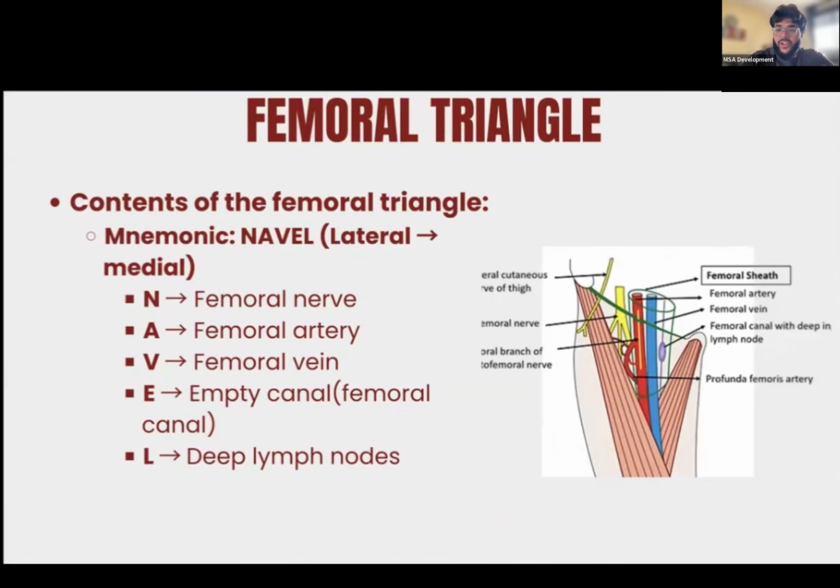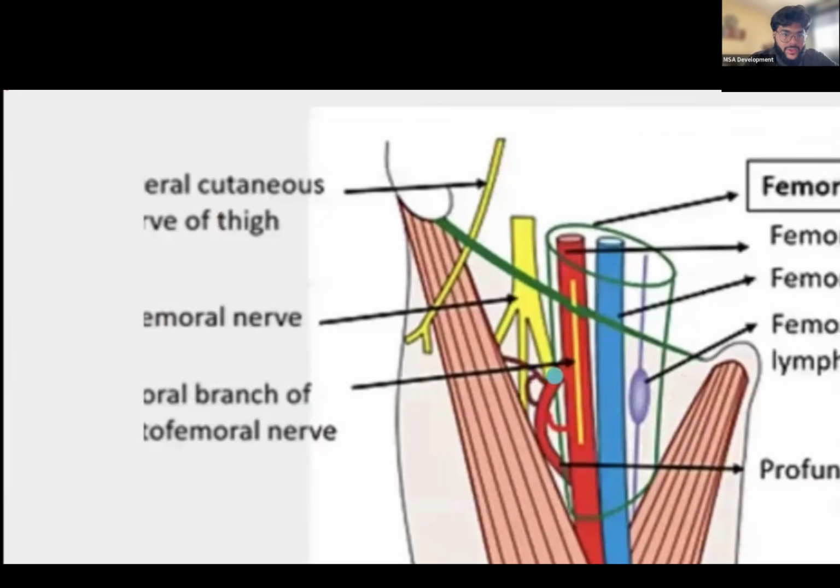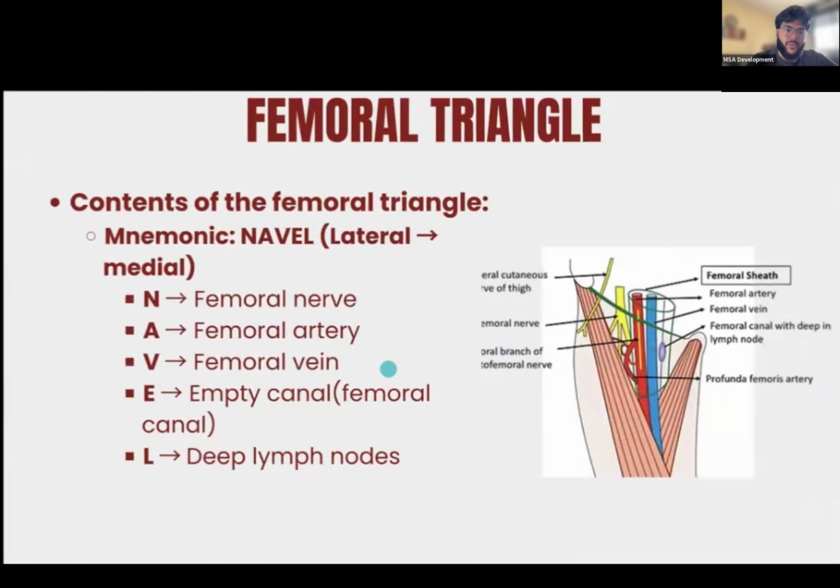So let's talk about the contents of the femoral triangle. The mnemonic that you probably already have memorized by now is NAVEL, where N stands for the femoral nerve, A for the artery, V for the vein, E for the empty canal, which is your femoral canal, and L for the lymph nodes. Again, nerve, artery, vein, femoral canal, and lymph node. These are the contents of your femoral triangle. Again, laterally you have the medial border of sartorius, and medially you have your adductor longus. Superiorly you have your inguinal ligament. That's the femoral triangle.